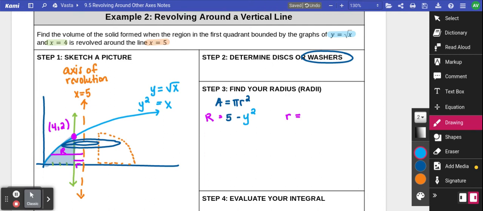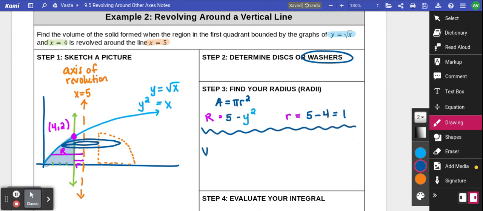Now my little r is going to be the distance between my axis of symmetry, which in this case is still 5, minus that green graph, which is just 4. And I can actually just simplify that to 1 because 5 minus 4 is 1.